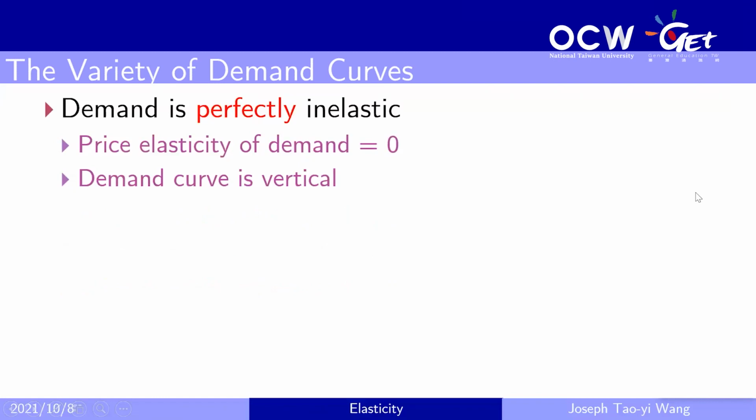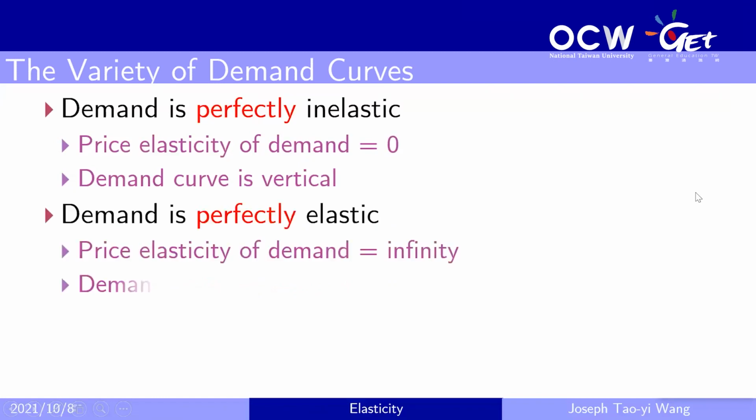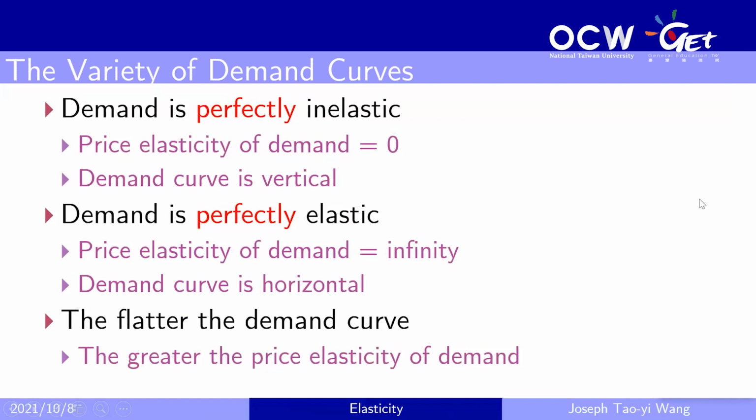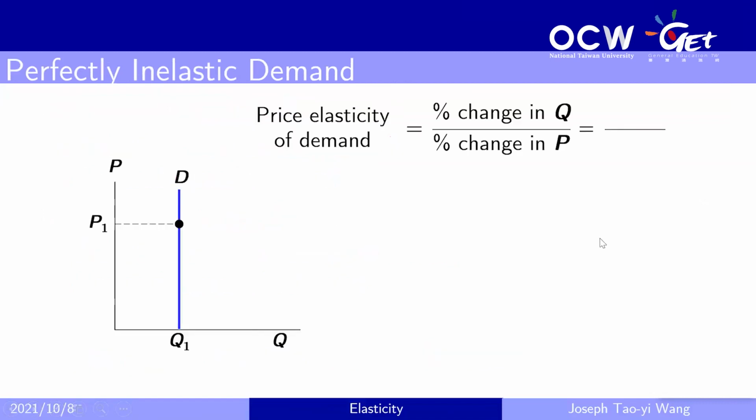You have a vertical demand curve. And you can also have a perfectly elastic demand curve. So you have a horizontal demand curve where the price elasticity is infinity. And graphically, the flatter the demand curve, the greater the price elasticity of demand. So let's show this in the graph. So this is a perfectly inelastic demand curve. So it's vertical.